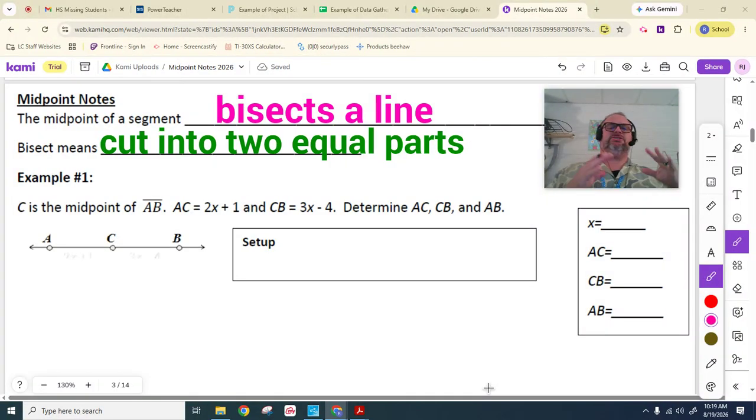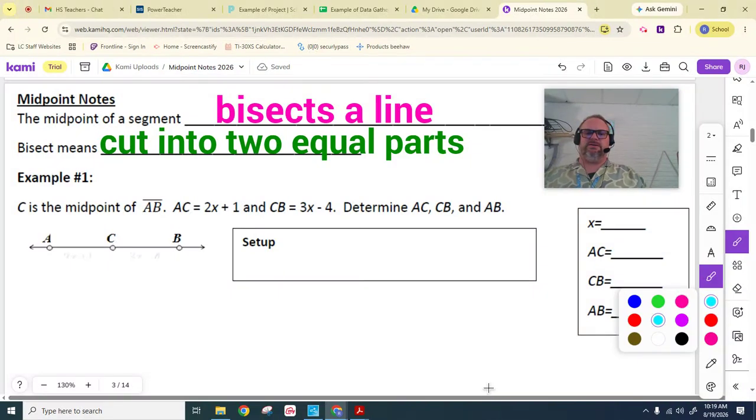Bisect means a cut into two equal parts, okay? Think about it. The first two letters right here, this always means two, like bicycle, okay? Anybody ever go riding your bicycles? No. You do? Okay. Some people do. Some people have electric bicycles.